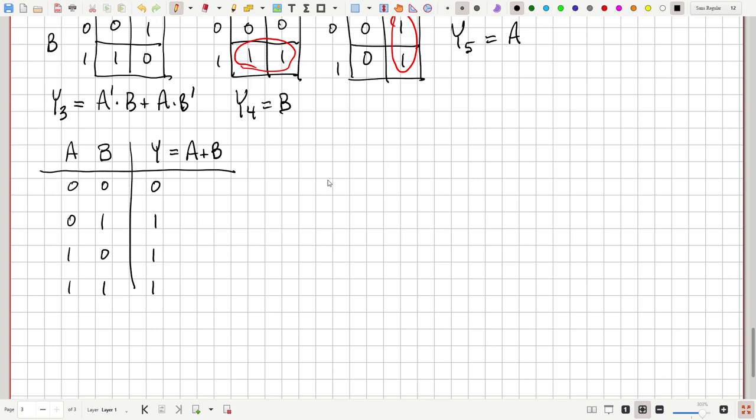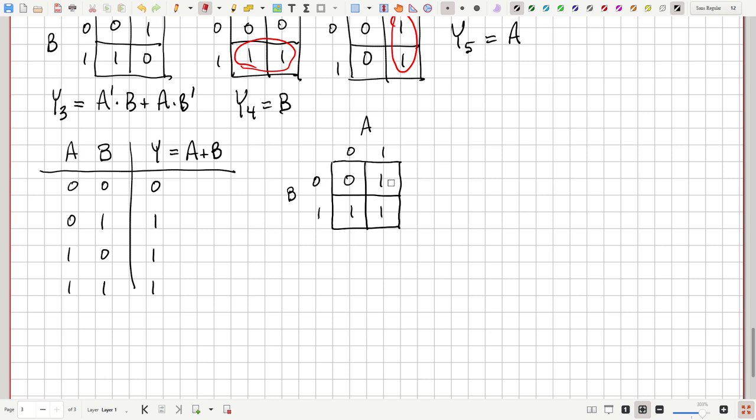Now let's put that on a K-map. Here's going to be A, and we're going to put the values of 0 and 1. Here will be B, 0 and 1. So we go, A is 0, and then B is 0, and then B is 1. We go 0, 1, 1, 1. So 0, 1, 1, 1. y, which is A or B, is 0 only when A is 0 and B is 0.